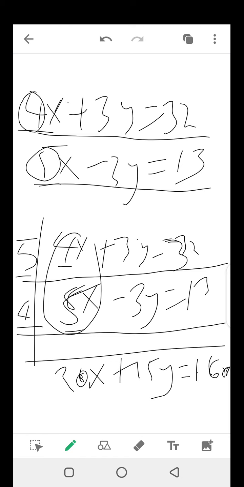Then we multiply again 4 by this one. 4 by this is 20x, minus 4 times this one is 12y, equals 13 times 4. 13 times 4, that will be 52. So it is 20x plus 15y equals 160. Then 20x minus 12y equals 52.